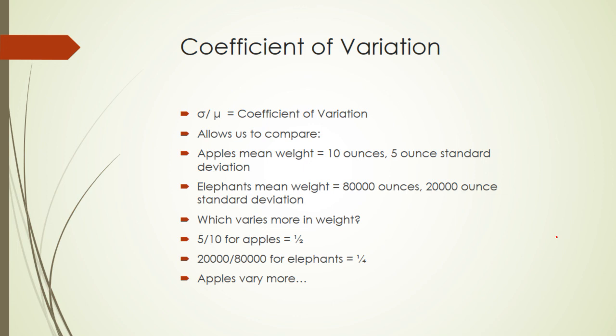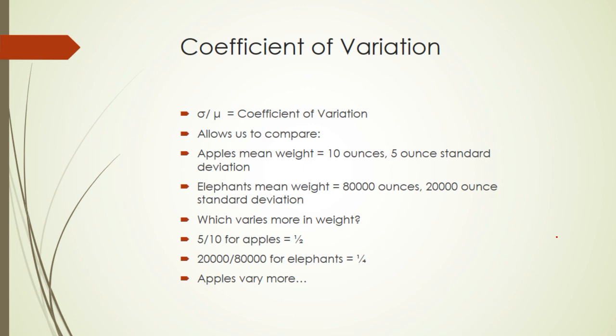So if someone says to you, which varies more, the weight of an apple or the weight of an elephant? Well, your initial reaction is, hey, elephant. But it may be that all elephants weigh the same and all apples don't. So what we do is we take our numbers. Let's suppose that, and again, I made these numbers up. Suppose an apple on average weighs 10 ounces with a 5-ounce standard deviation, and an elephant on average weighs 80,000 ounces with a 20,000 standard deviation.